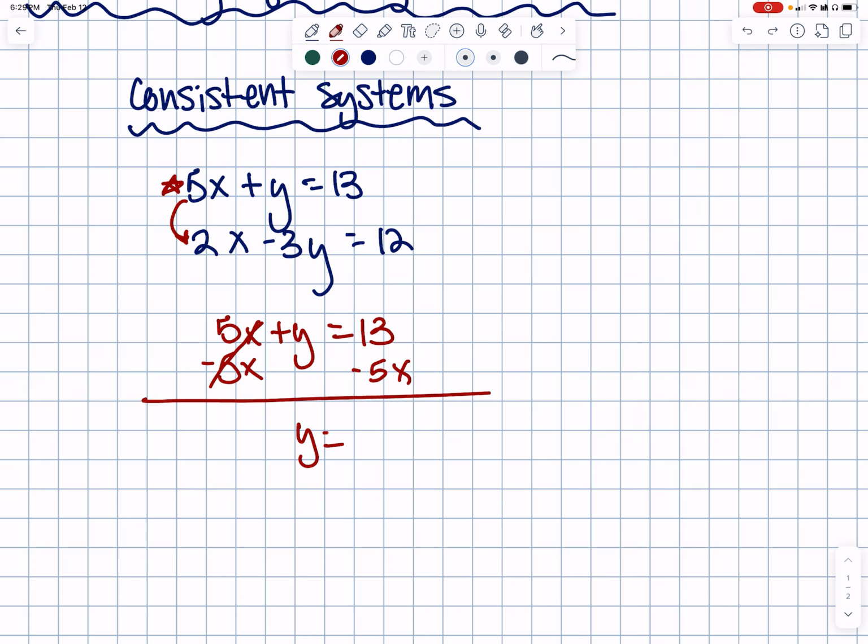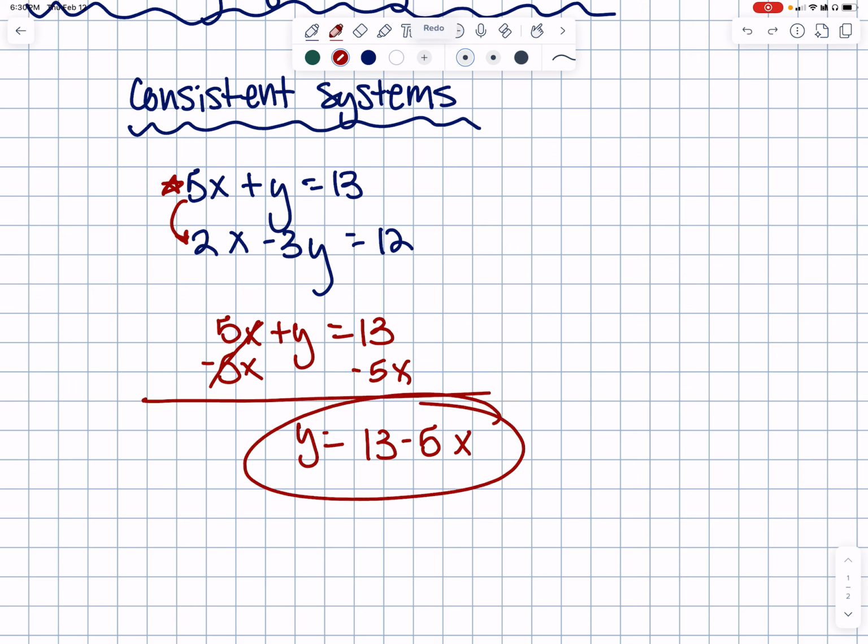5x, okay? They're not alike. Don't confuse that. Do not subtract 5 from 13, okay? There's an x following that minus 5. So you cannot combine that. So it would just be 13 minus 5x. Y equals 13 minus 5x, okay? Don't subtract 5 from 13.